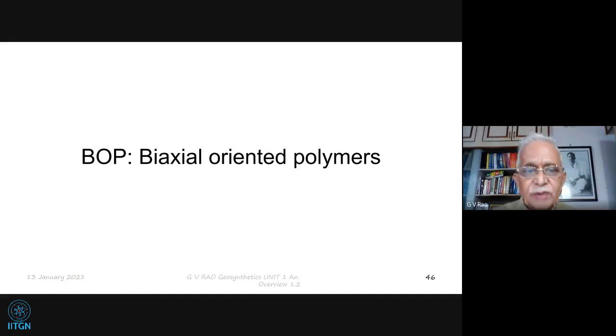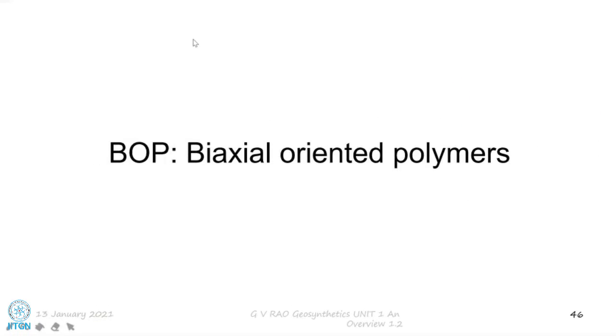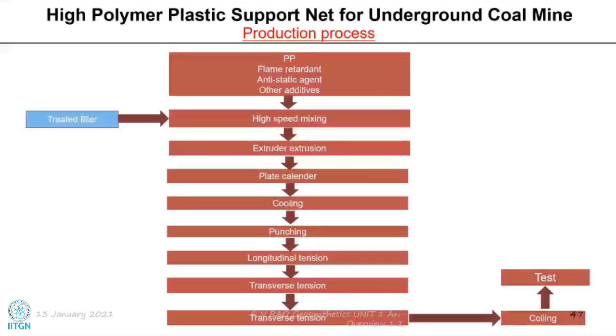Before the oriented grids came out, these BOPs were very common. BOP really meant biaxial oriented polymers, and it's a very interesting process. What have they done? They have used, let's say in this case, PP, polypropylene. Because of the purpose, in this case underground coal mines, they developed this net, which we now call GeoNet. Other additives and a filler are added, and all of them are mixed in high-speed mixing.